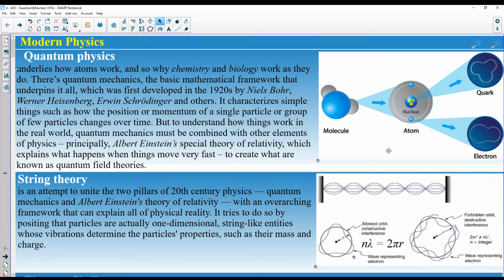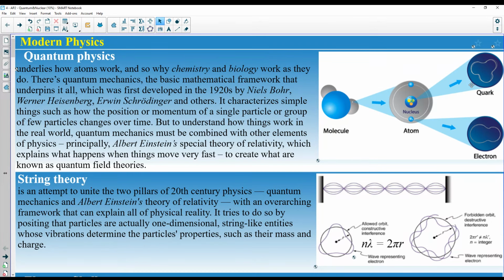you have a molecule and then you have an atom, and then the atom is made of a nucleus, which has neutrons and protons, and they are made of quarks. And so what does the quark mean, and what does the electron mean? So electron is the smallest particle and quarks are the smallest particles. So what are they, and what does it have to do with quantum physics?